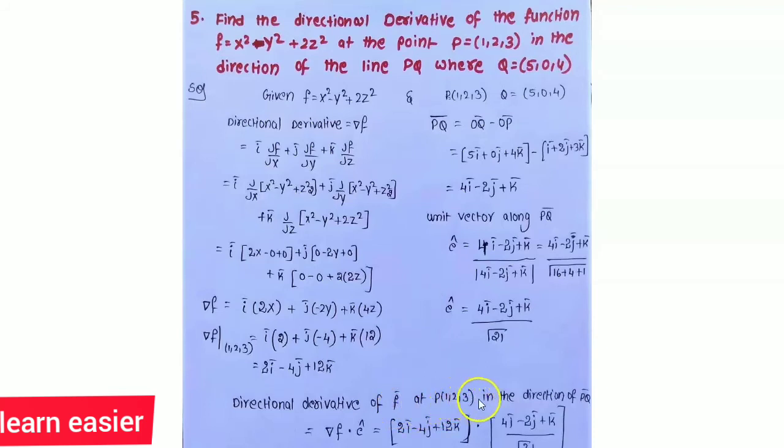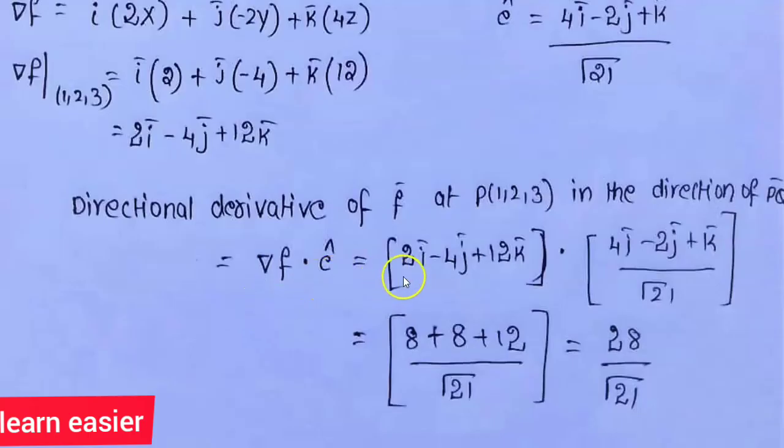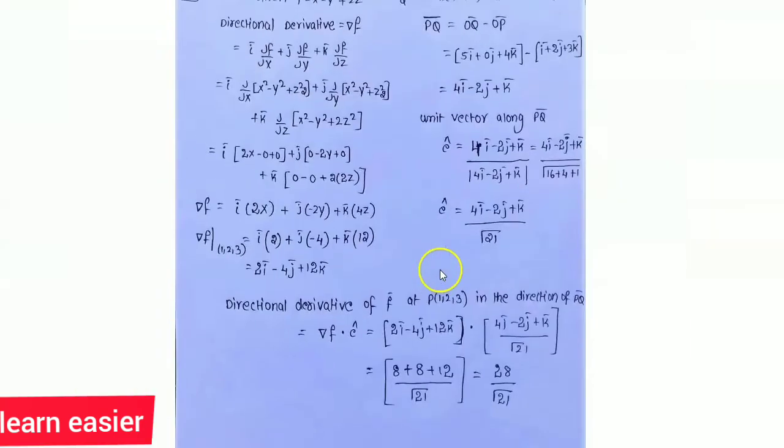Now after finding E cap, we have to find the directional derivative of f at the point 1 comma 2 comma 3 in the direction of PQ bar, which is del f dot E cap. It is del f and it is E cap, so we take the dot product of these two vectors. After the dot product, 2 fours are 8, minus 4 into minus 2 is 8, and 12 into 1 is 12, all by root 21. So we get 8 plus 8 is 16, plus 12 is 28, by root 21.